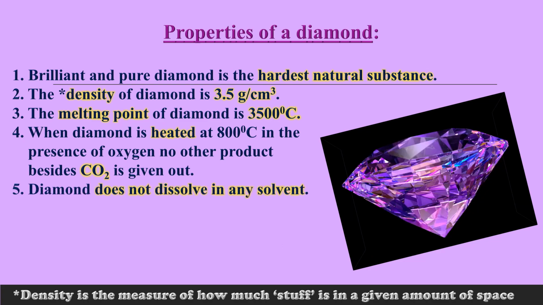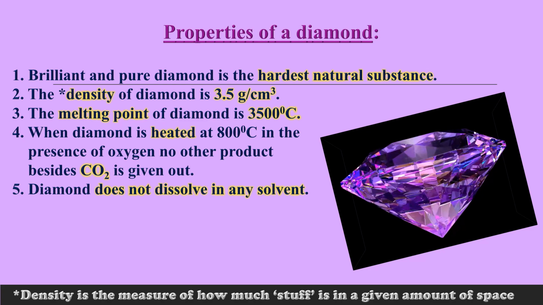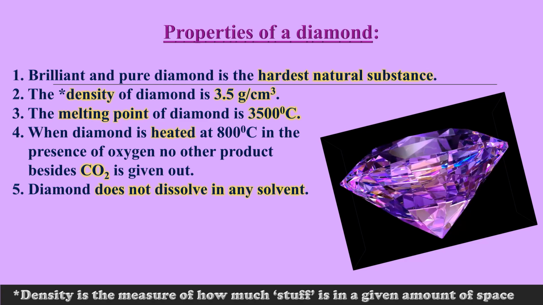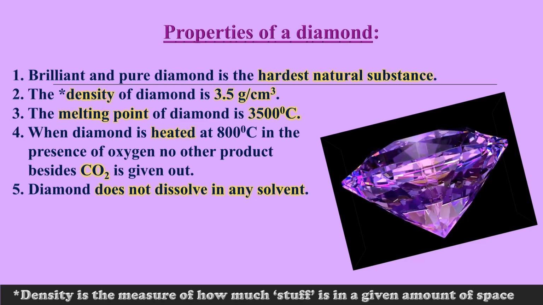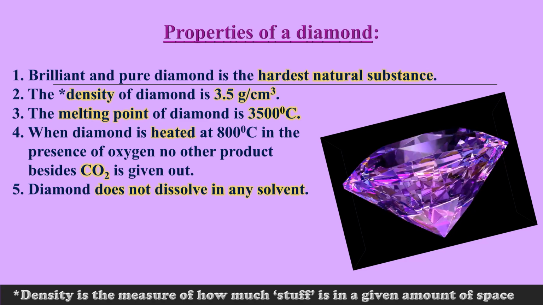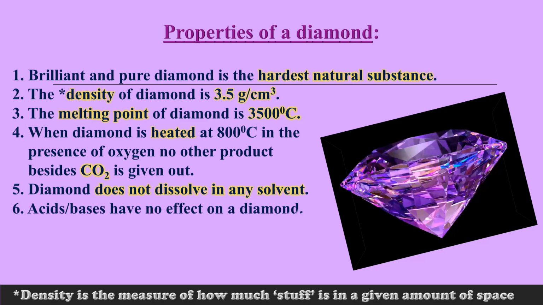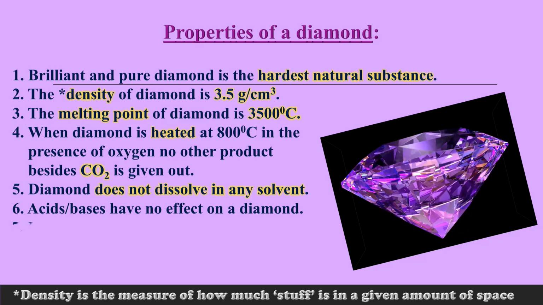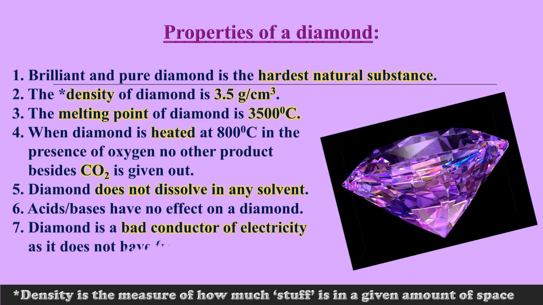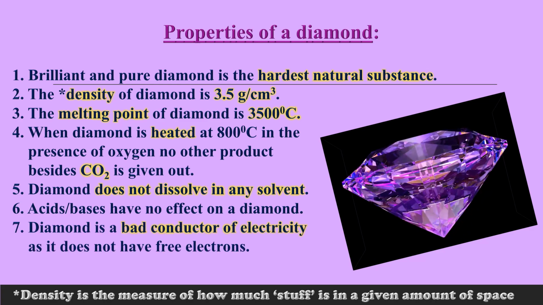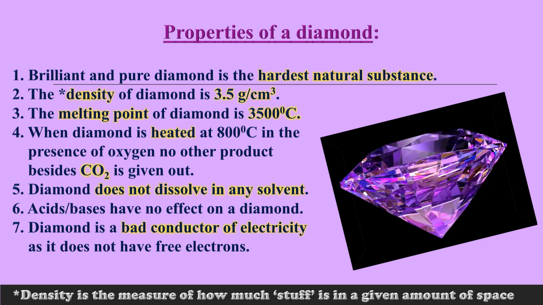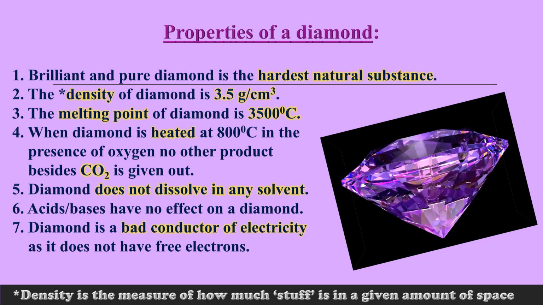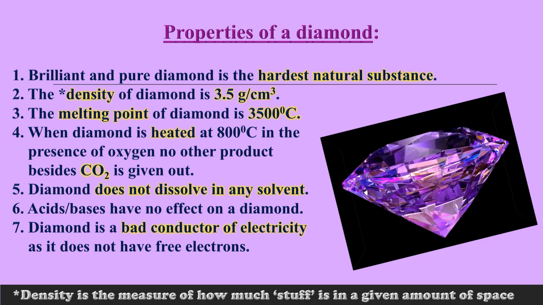Another property, diamond does not dissolve in any solvent. Means you put it in water, you put it in kerosene, you put it in milk, you put it in acid, it will not dissolve. Acids and bases have no effect on a diamond. Diamond is a bad conductor of electricity because it is so densely packed and it does not have any free electrons, and so it does not conduct any electricity.